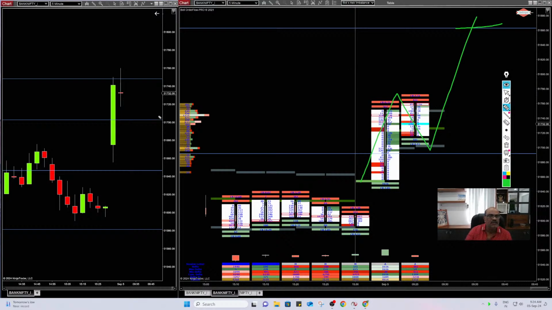The first candle is very strong. However, the second candle is not strong enough. There is a little bit of pullback. I am waiting for the pullback to come till here, and then there should be a reversal. That is what I am expecting.